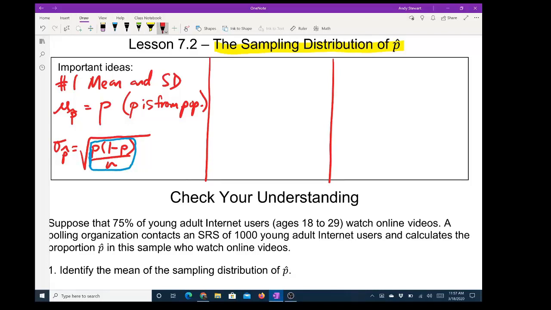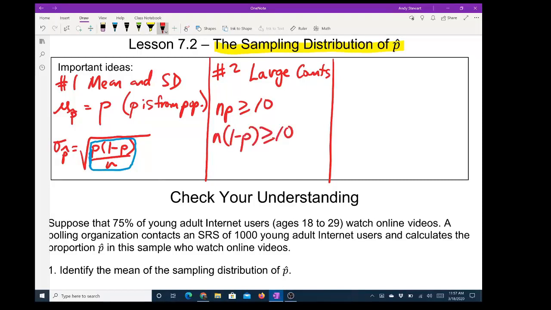Second big idea, large counts ensures normality. np has got to be greater than or equal to 10, and so does n times 1 minus p. That means the number of successes we expect is at least 10, and the number of failures we expect is at least 10. The reason I keep saying we expect is because you might actually get fewer than 10 on any one sample, but we expect in the long run to get at least 10.